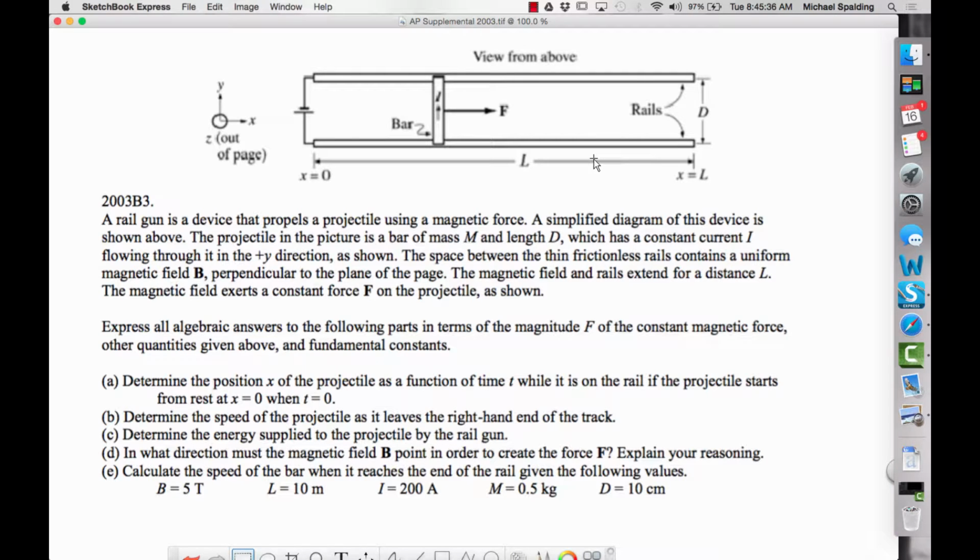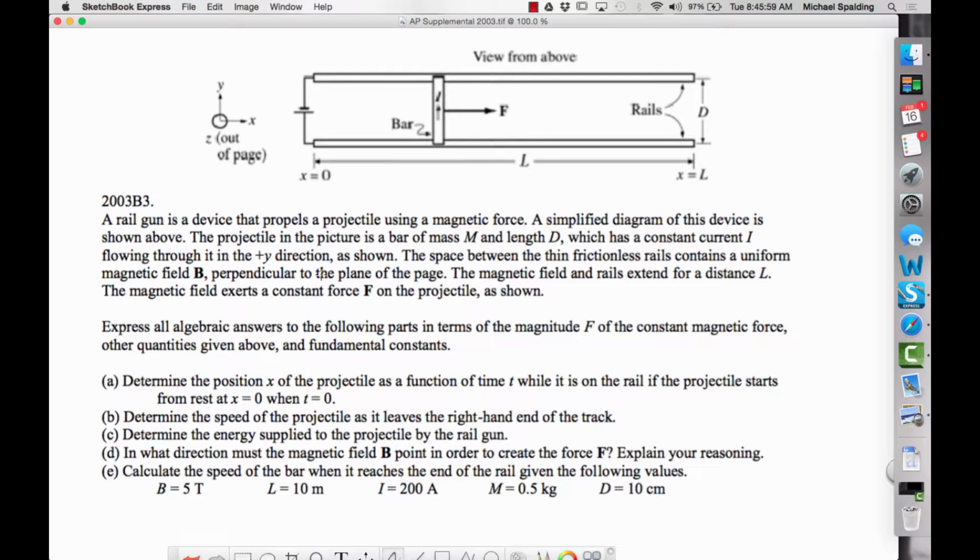Okay, so this is a magnetic field question from the 2003 AP exam, AP Physics B. I'm going to need space to solve this, but here's the general setup and some things I want to point out. It's a railgun. This sort of question pertains to major idea number one, where you have moving charged particles in a magnetic field.